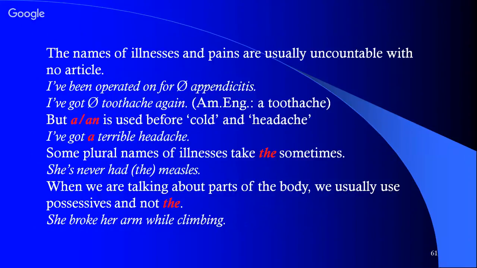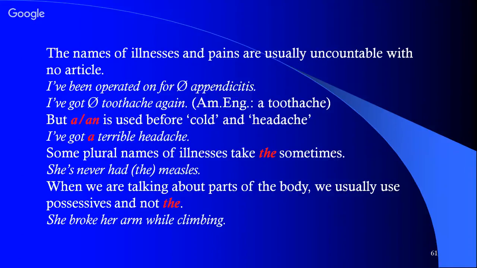Names of illnesses and pains are usually uncountable with no article. I've been operated on for appendicitis. I've got toothache again. But in American English, for toothache they say a toothache. But in British English, toothache does not take an article. But for cold and headache, we put the article. I've got a terrible cold. I've got a terrible headache.